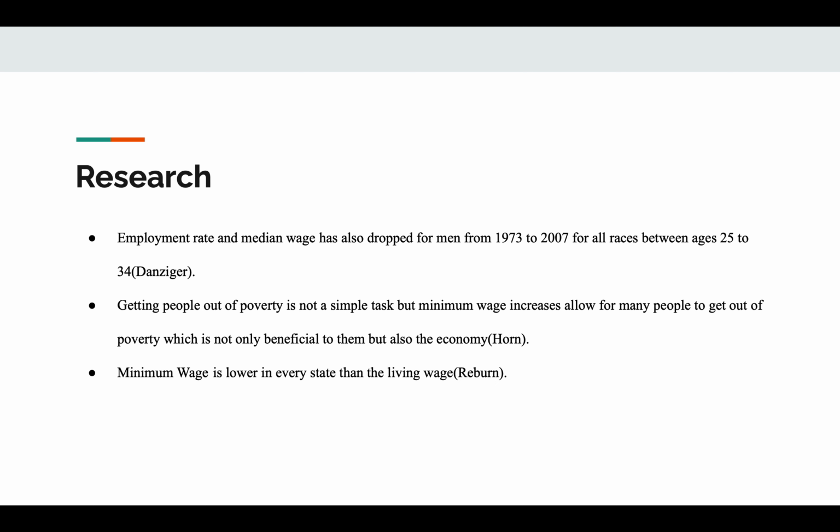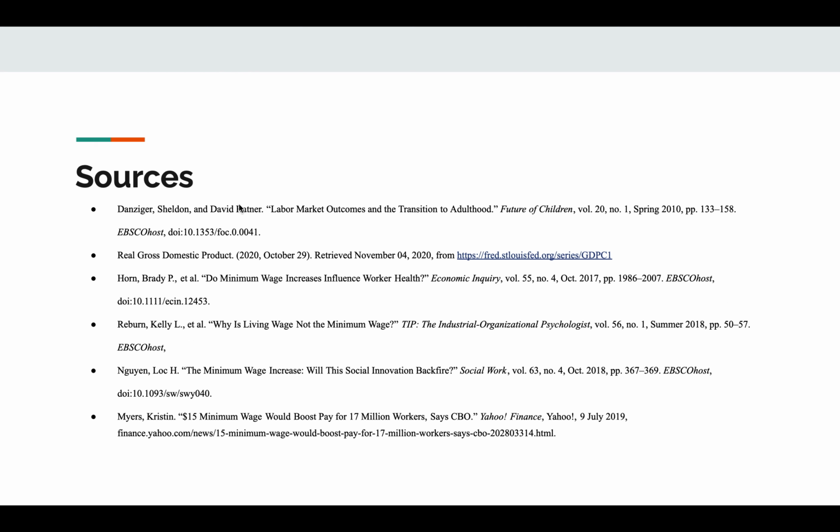And like I said before, minimum wage is lower in every state than the living wage, so many people who have minimum wage jobs have to work two jobs or struggle a lot to try and raise families.